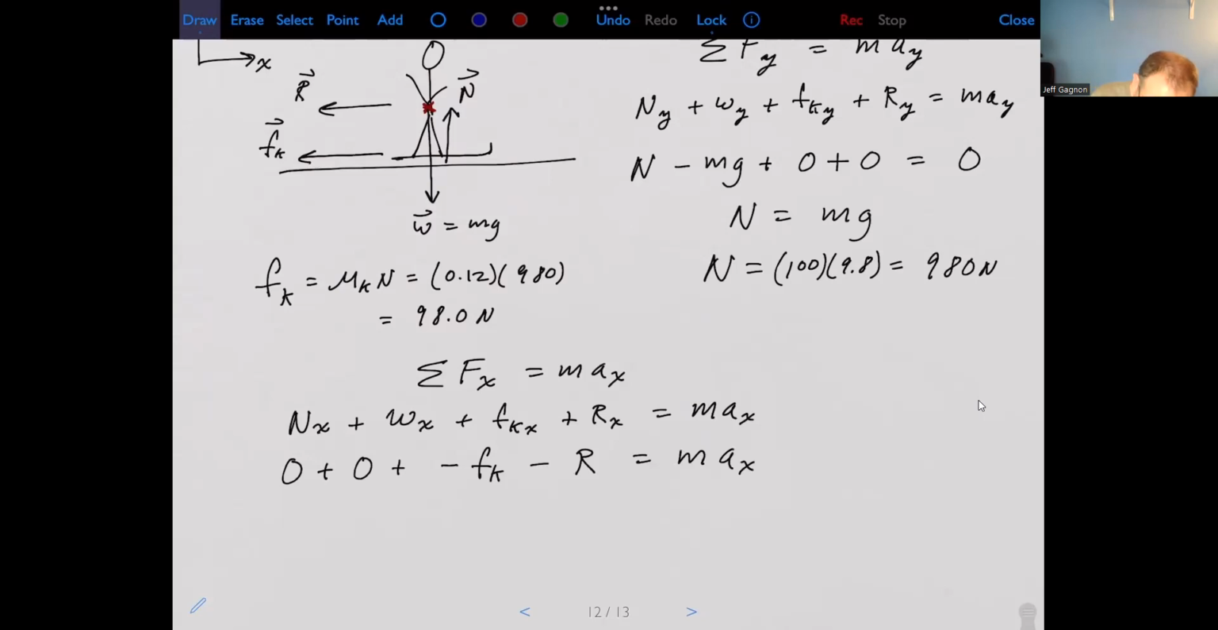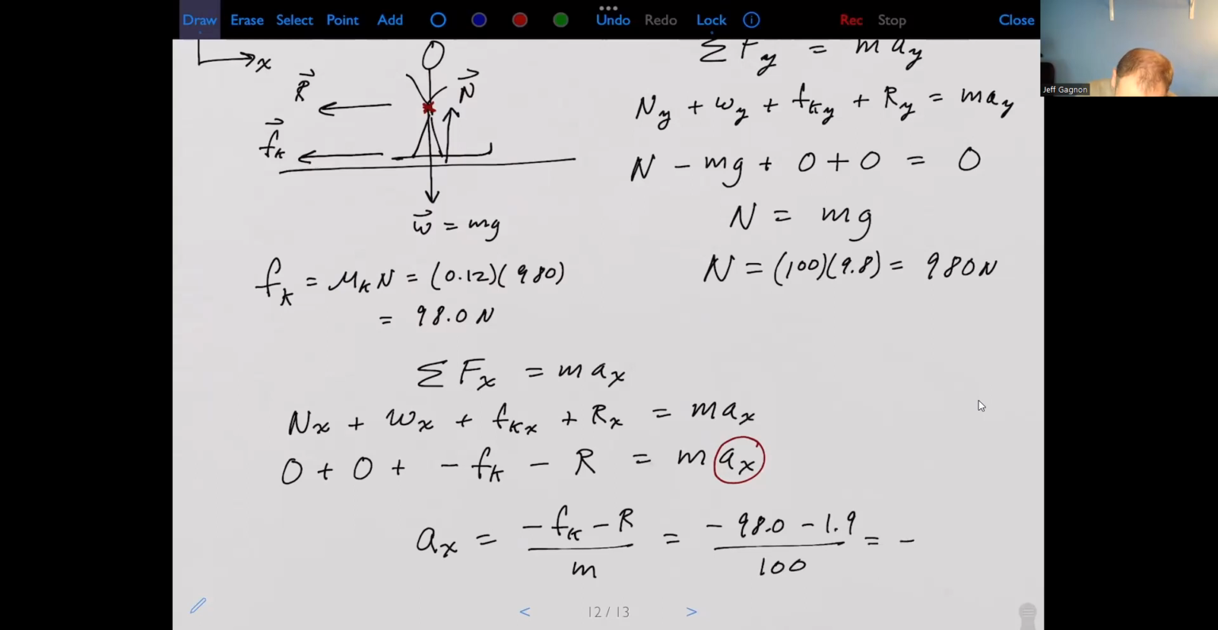Notice that what we were trying to find was this acceleration, ax. So I can solve this for ax. I can just divide both sides by m, and you're going to find ax is equal to minus Fk minus R, divided by m. If we plug in, the magnitude of Fk is 98. The magnitude of the air resistance was, I forget, 1.9, I think. Yeah, 1.9. And J's mass was 100. If you work this out, this is going to be negative 0.99. I'll just call it negative 1 meters per second squared.